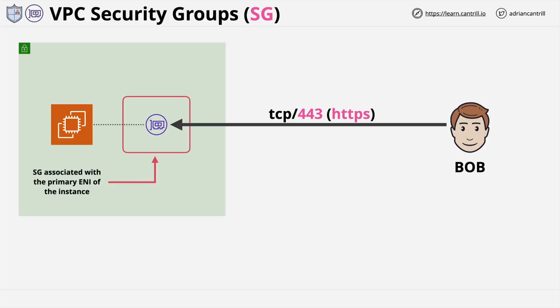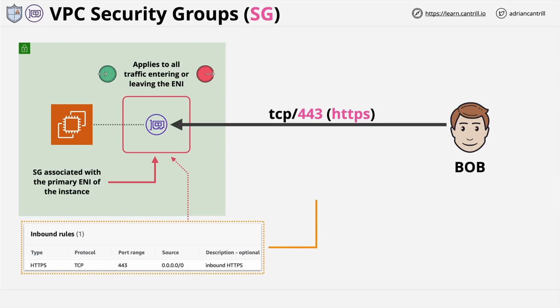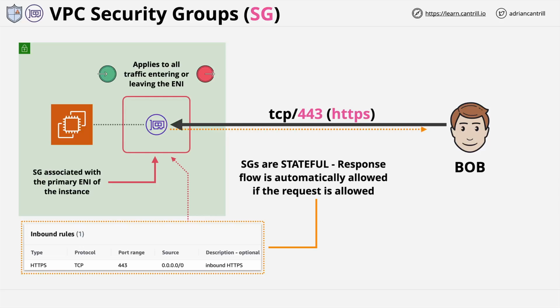Now, this is how a typical security group might look. It has inbound and outbound rules just like a network ACL, and this particular example is showing the inbound rules allowing TCP port 443 to connect from any source. The security group applies to all traffic which enters or leaves the network interface, and because they're stateful, in this particular case, because we've allowed TCP port 443 as the request portion of the communication, the corresponding response part, the connection from the instance back to Bob, is automatically allowed.